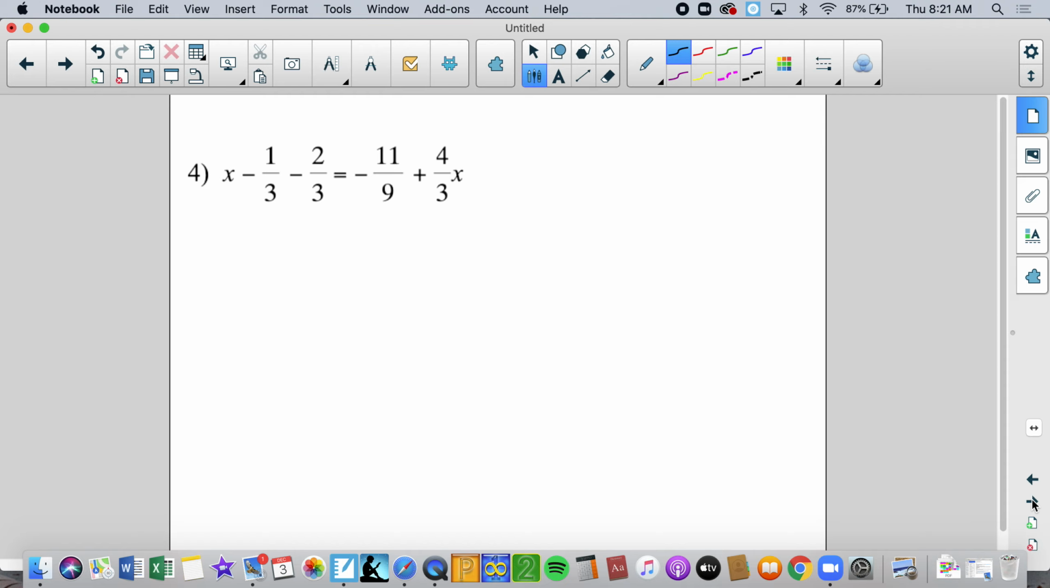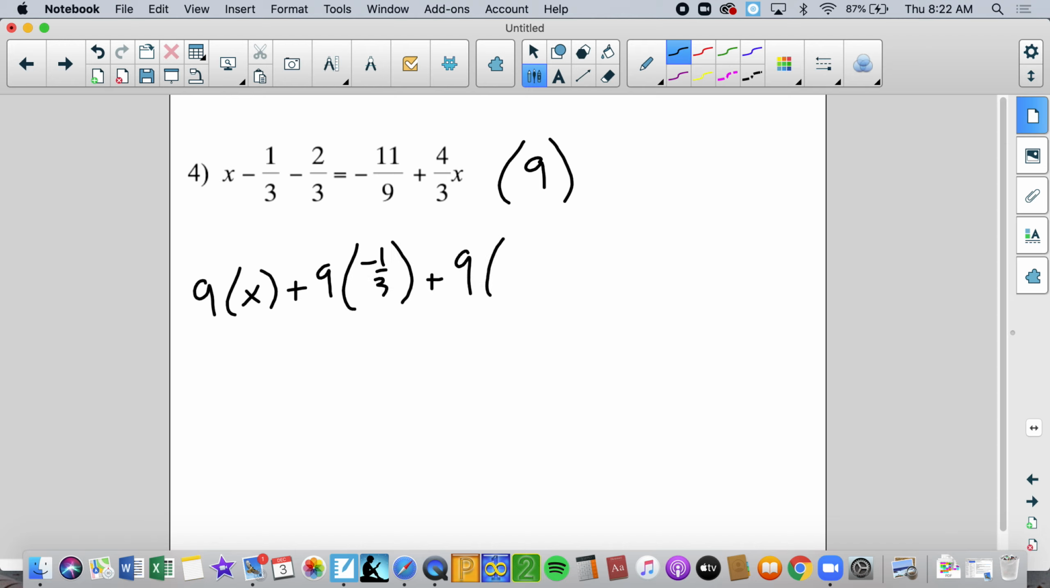All right, still no mixed numbers, so I'm going to look at the denominators, 3, 3, 9, and 3. The LCM is 9. I'm going to multiply each piece by 9. 9 times x plus 9 times negative 1/3 plus 9 times negative 2/3 equals 9 times negative 11/9 plus 9 times 4/3 x. Almost run out of space there.